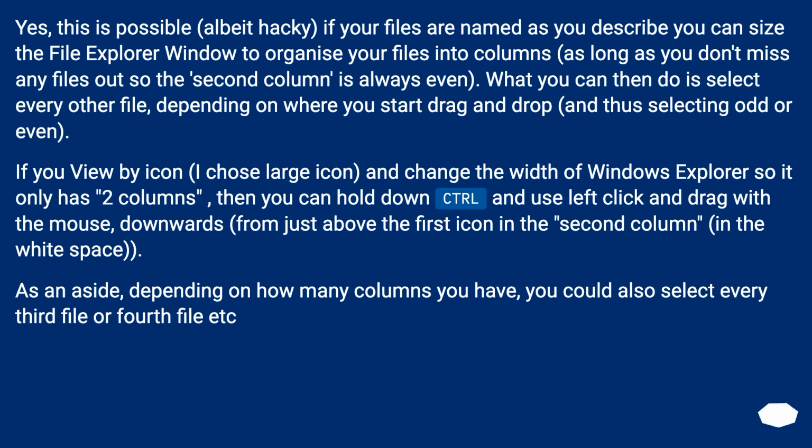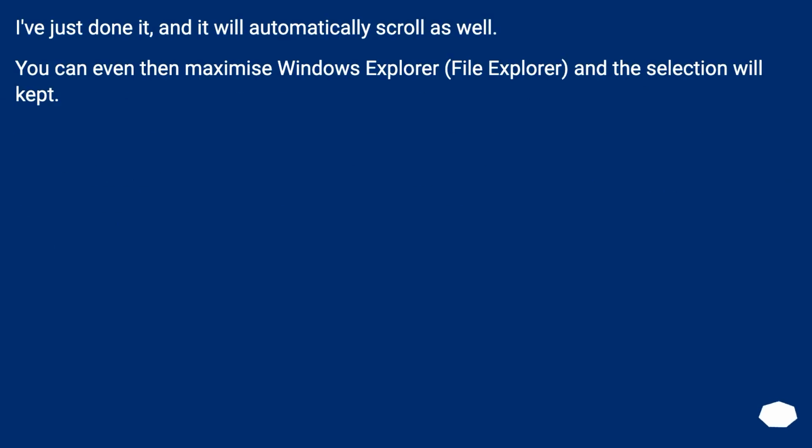If you view by icon, I chose large icon, and change the width of Windows Explorer so it only has 2 columns, then you can hold down Ctrl and use left click and drag with the mouse, downwards, from just above the first icon in the second column, in the white space. As an aside, depending on how many columns you have, you could also select every third file or fourth file, etc. I've just done it, and it will automatically scroll as well. You can even then maximize Windows Explorer, File Explorer, and the selection will be kept.